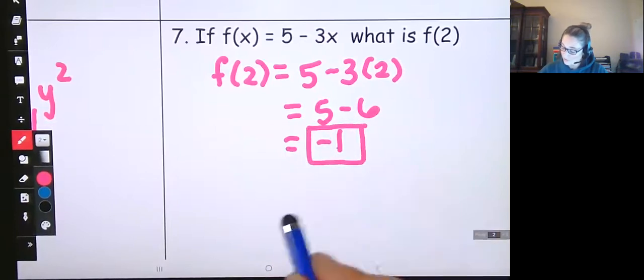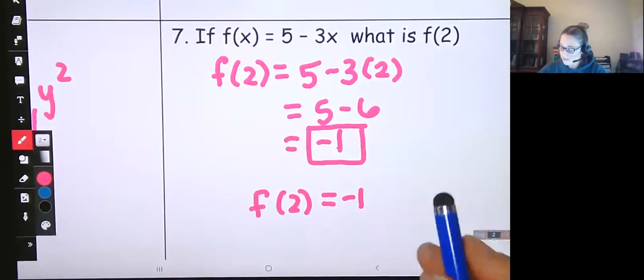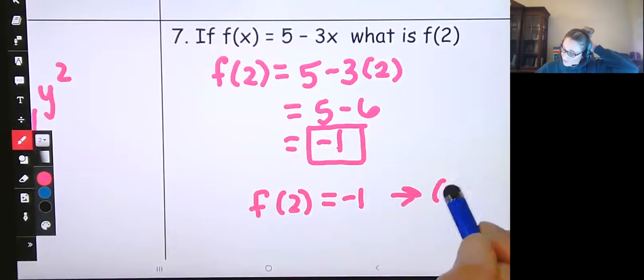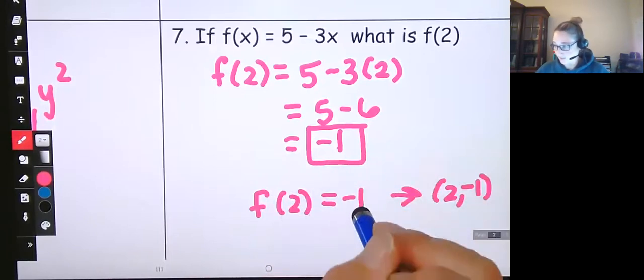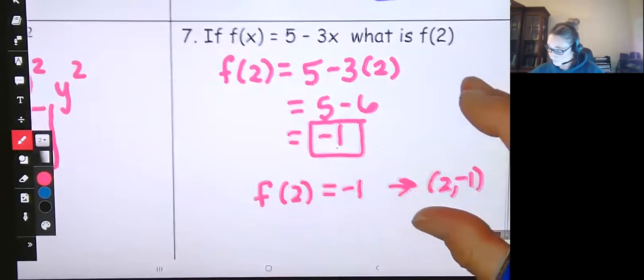That is my answer. So f of 2 is equal to negative 1, which basically means this. Okay, you don't need to write it this way, but I want you guys to understand that if I put in a 2, I get out a negative 1. So it's almost like, well, it is a point. Okay, this is my input, this is my output. Okay, but you can just give me negative 1 as your answer.